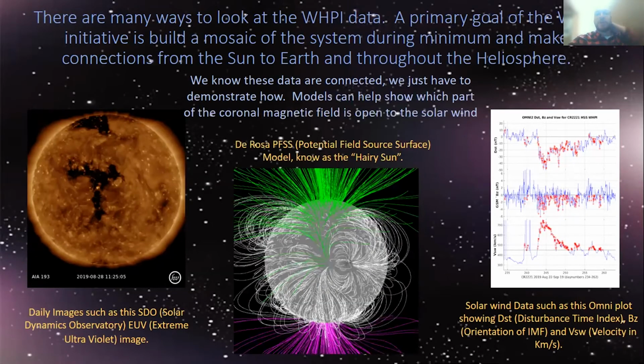One of the ways we can do that is through using models. Models can really help show which part of the coronal magnetic field is open to the solar wind. This is a PFSS model, a DeRosa PFSS model known as the hairy sun or hairy ball. And I just want to point out that the time and date is the same for the image on the left and the image at the center. So these positive polarity green open field lines you're seeing are actually originating from that coronal hole.